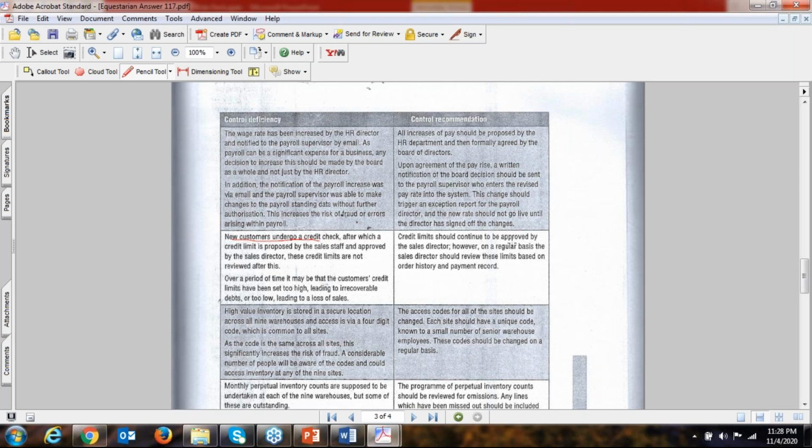Credit limits should continue to be approved by the sales director. However, on a regular basis, the sales director should review these limits based on order history and payment record.